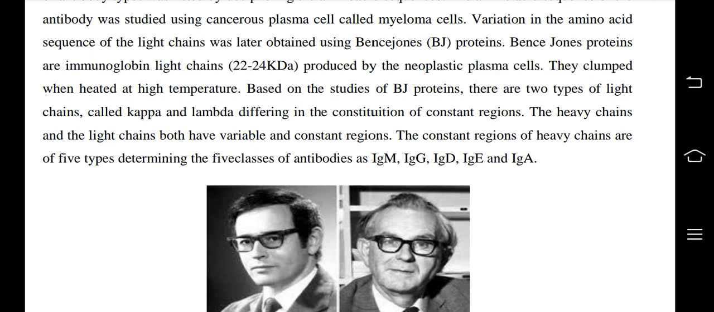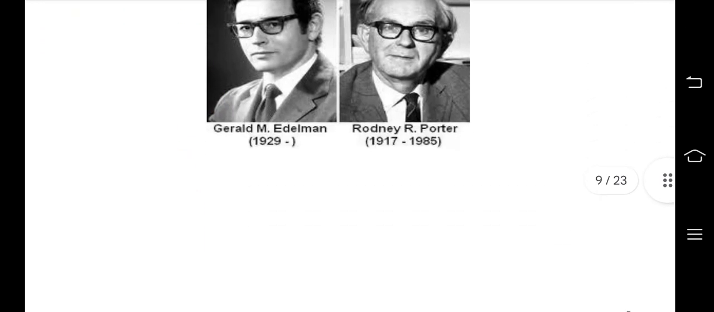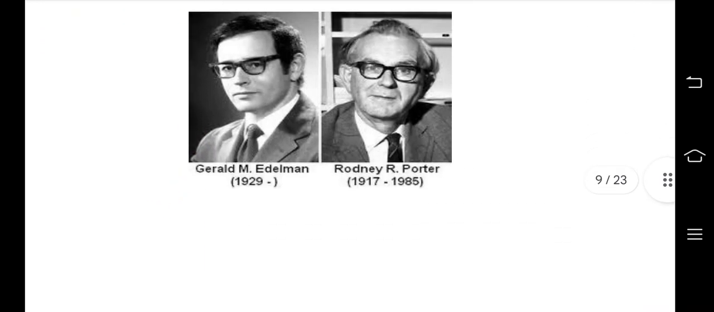Based on the studies of BJ proteins, there are 2 types of light chains called kappa and lambda, differing in the constitution of the constant region. The heavy chain and the light chain both have variable and constant regions. The constant regions of heavy chain are of 5 types, determining the 5 classes of antibodies as IgM, IgG, IgD, IgE, and IgA. Gerald M. Edelman and Rodney R. Porter.